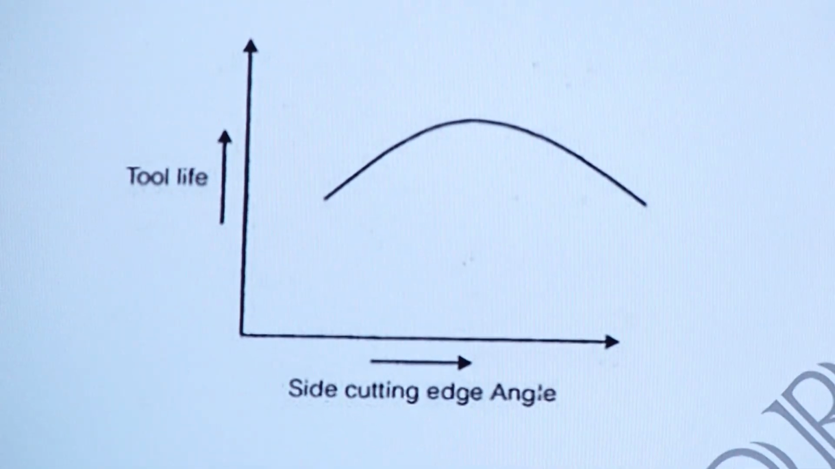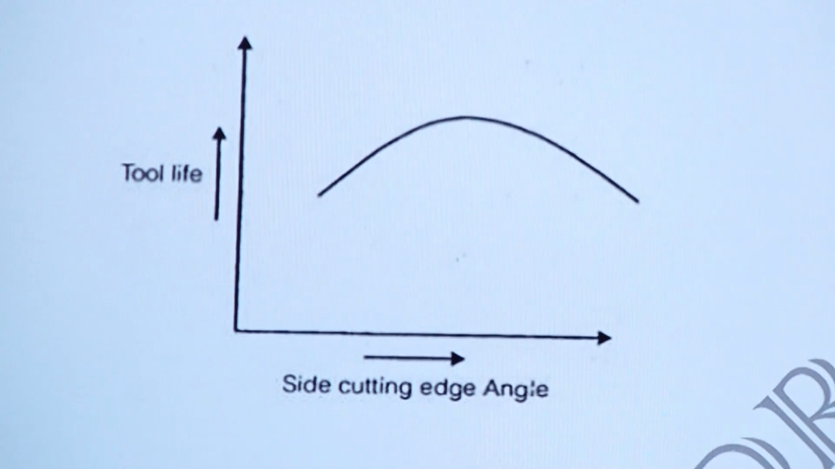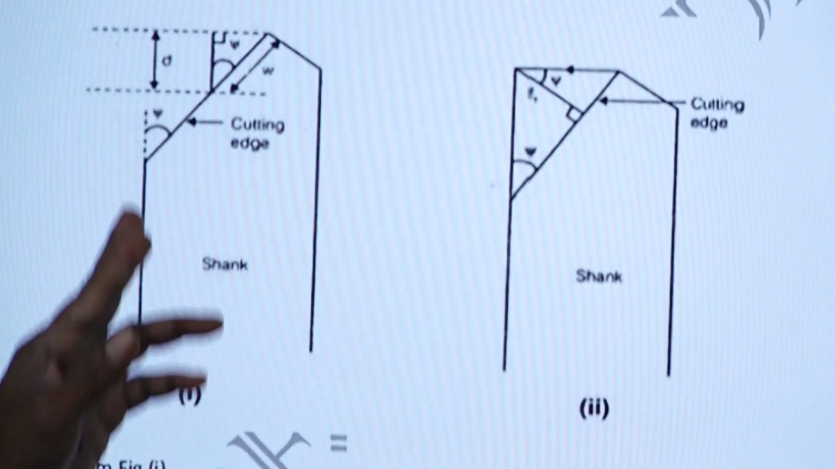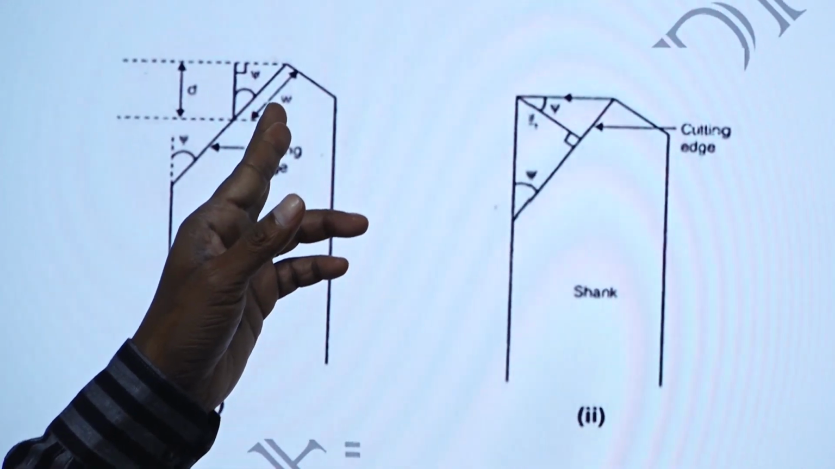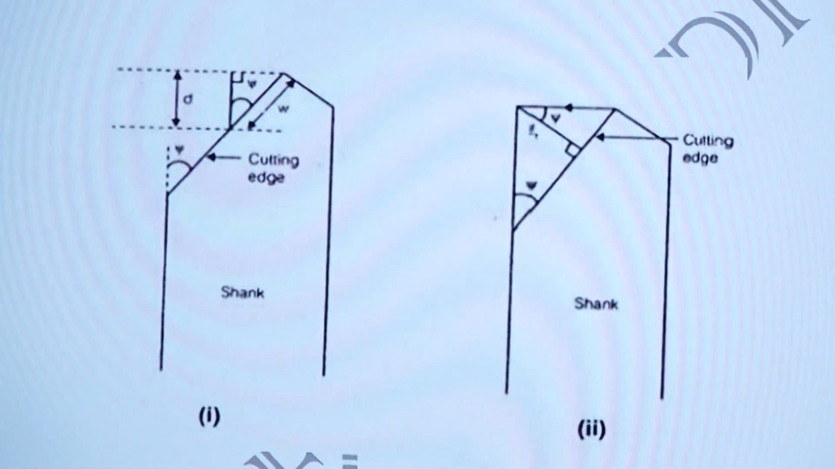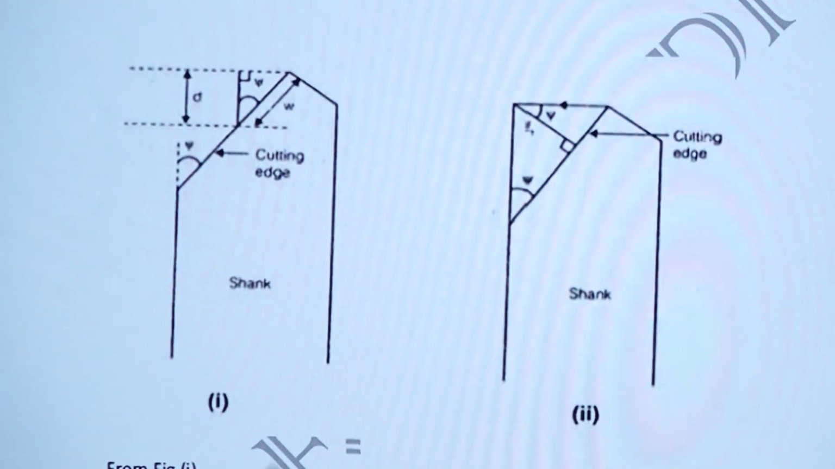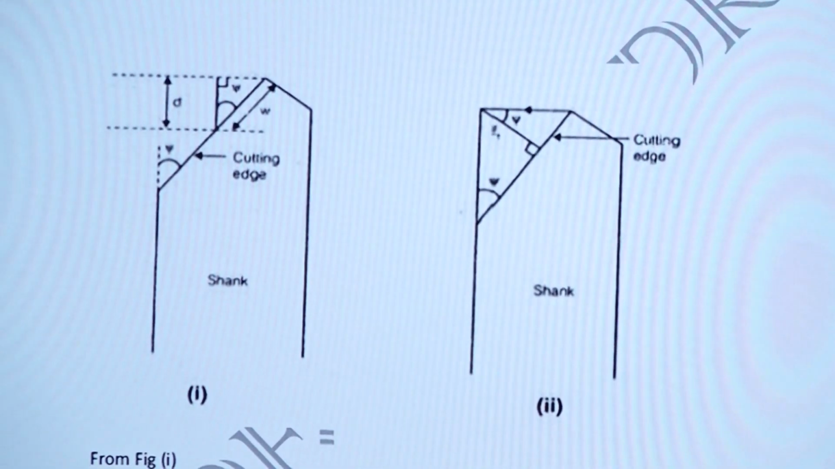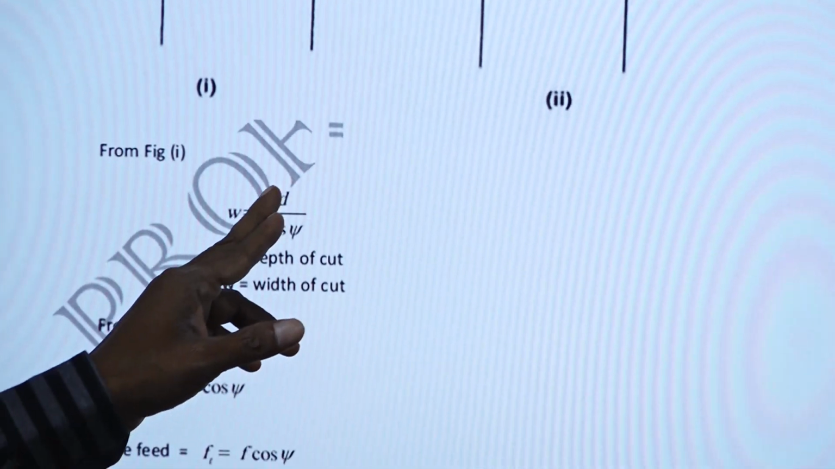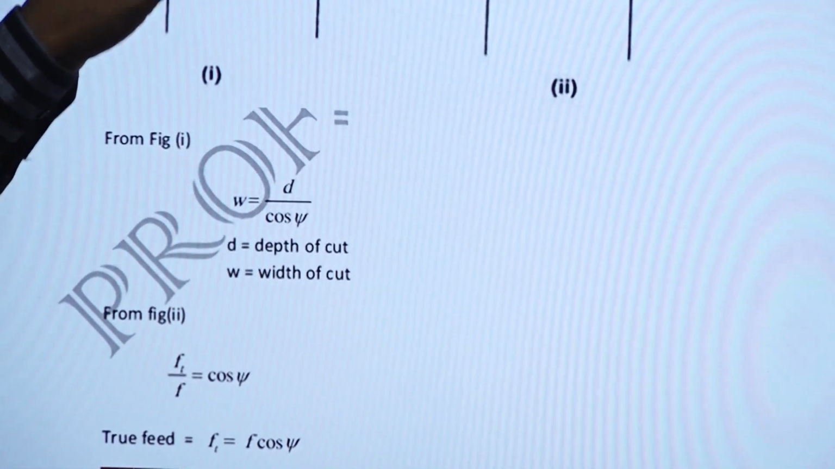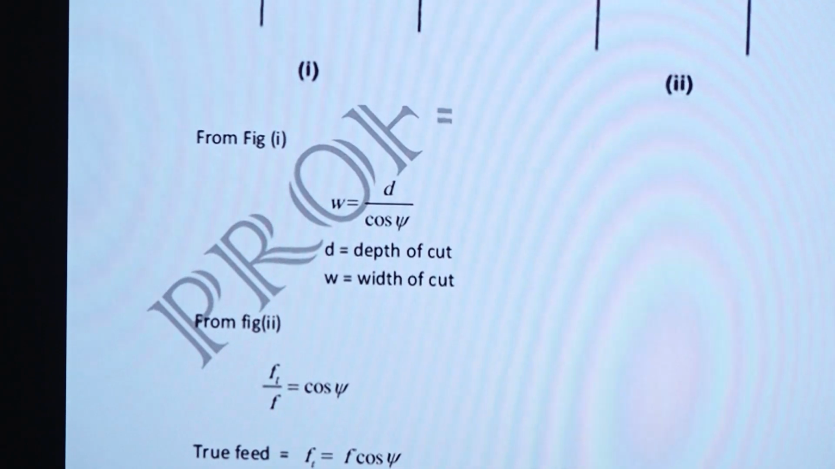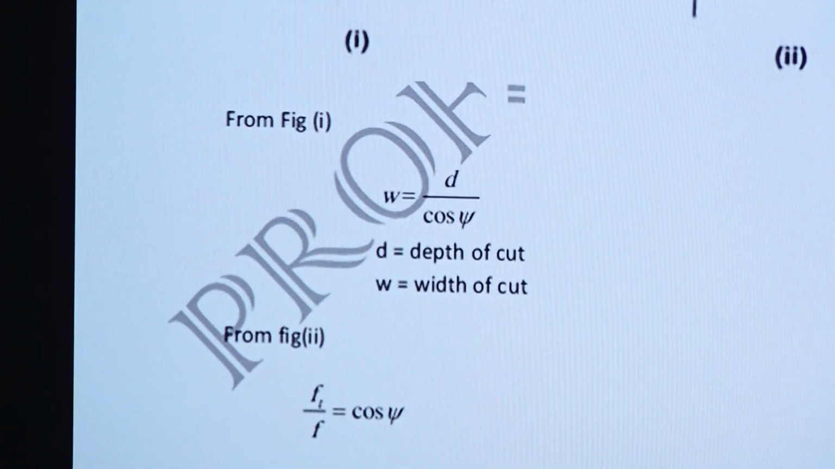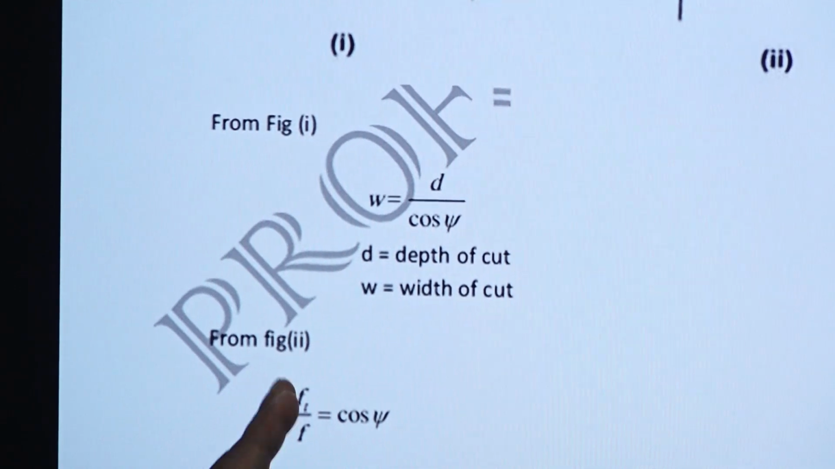So we have the diagram for tool life and side cutting edge angle. This is the cutting edge. In the cutting edge you have the parameters W, psi, and D. W is the hypotenuse, and cos is adjacent by hypotenuse. This is the adjacent side D. So D by W equals cos psi, where psi is the cutting edge angle.